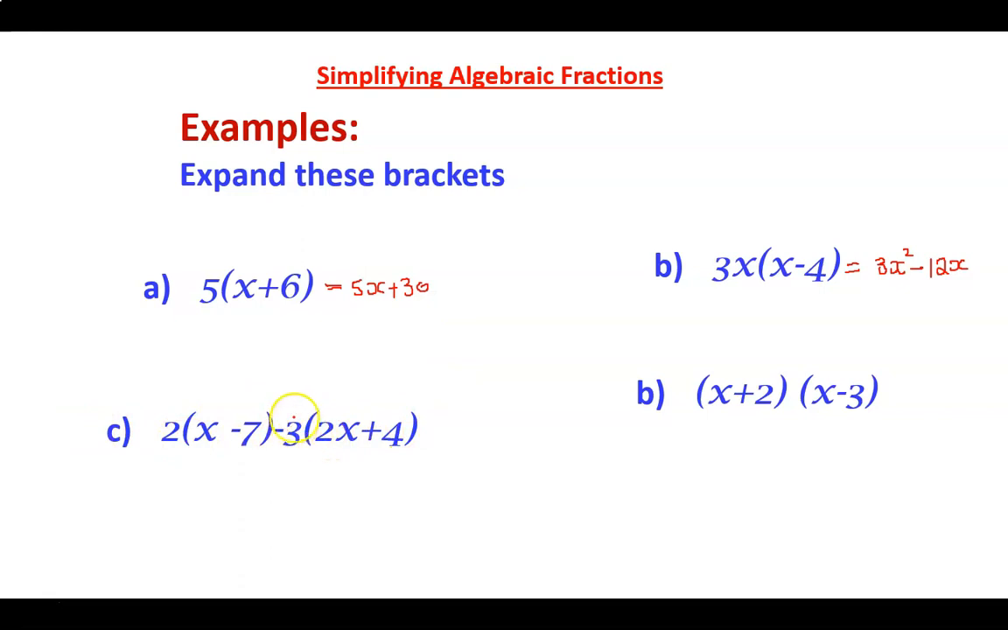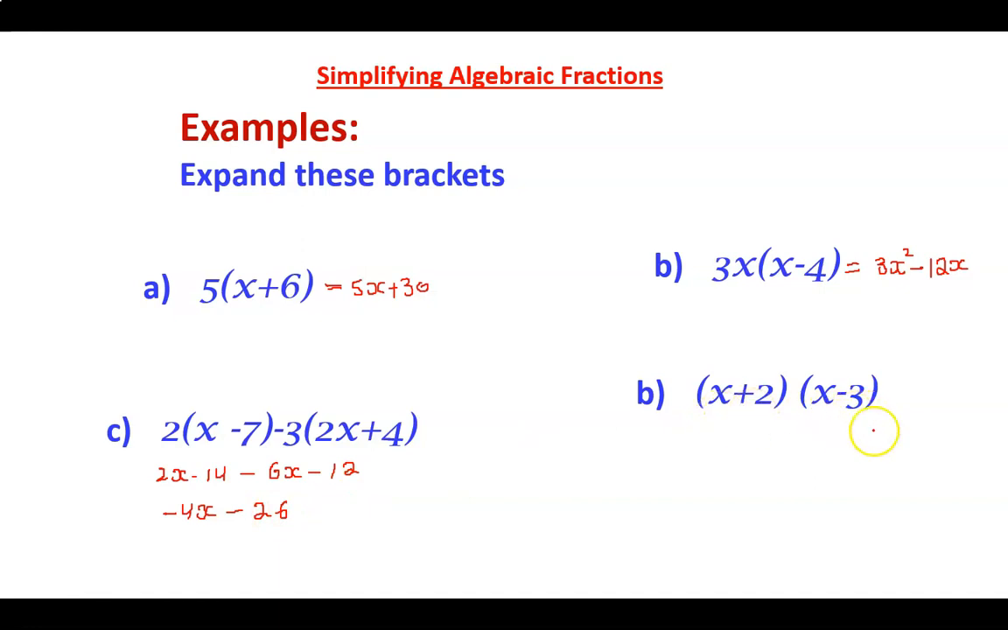This is long, but actually it's 2 steps. First we do this, and then we collect the like terms and simplify. So let's do it together. First bracket gives you 2x minus 14. The second bracket gives you minus 3 times 2, that's minus 6x, and minus 3 times 4, that's minus 12. Collect the like terms, 2x and minus 6x, they are like terms. That gives you minus 4x, and minus 14 and minus 12 are like terms, and that gives you minus 26. No more like terms, so we're going to stop there.